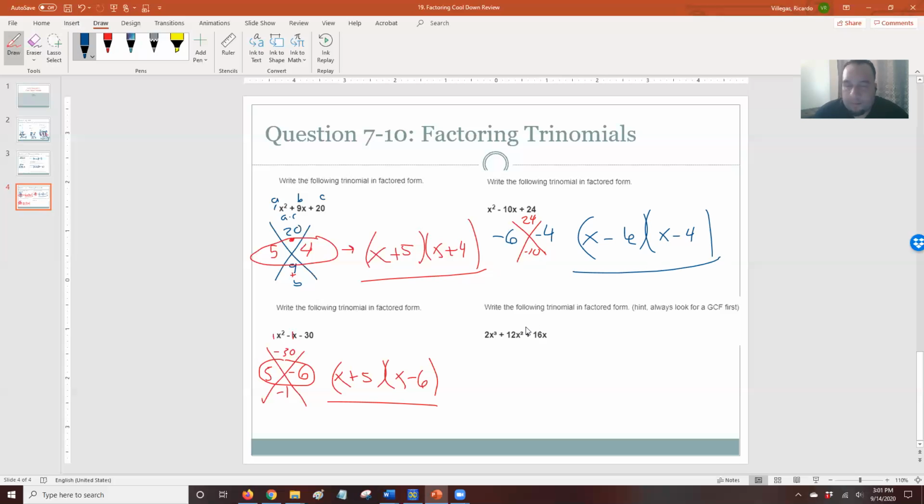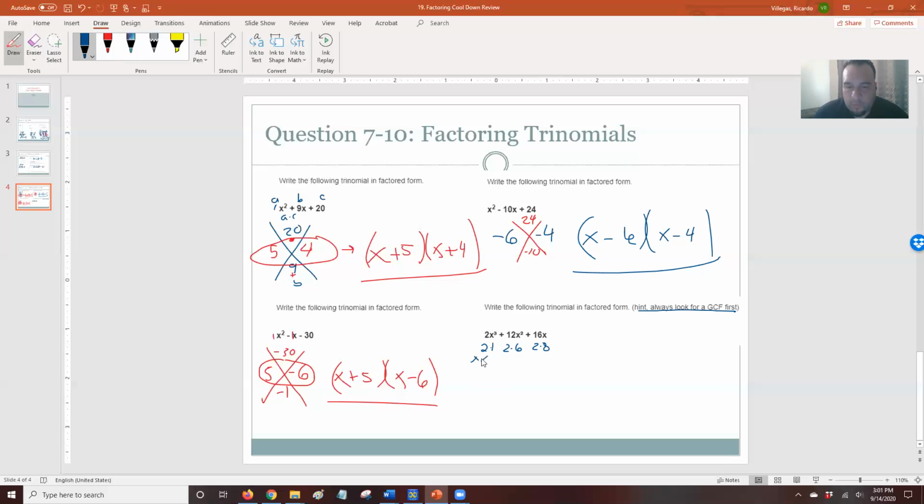The last question is the trickiest, but we wrote down a hint. Always look for a GCF first. So you should have noticed that in all of these terms, there's a greatest common factor. You break down a 2 with 2 times 1. You break down a 12 with 2 times 6. And then you break down a 16 with 2 times 8.